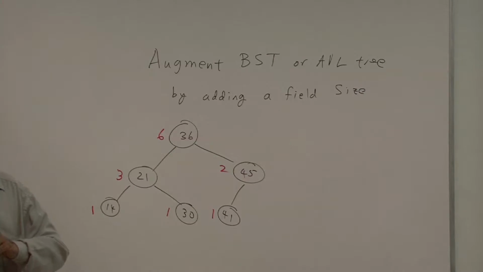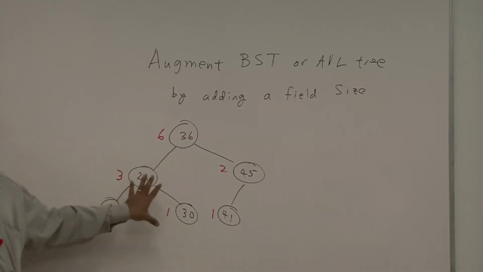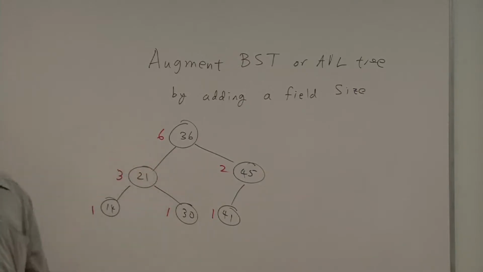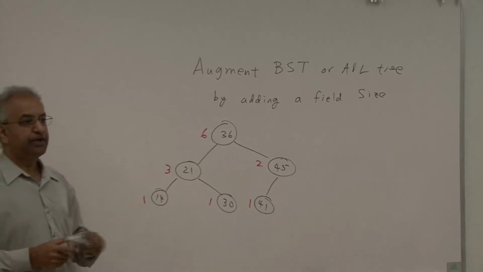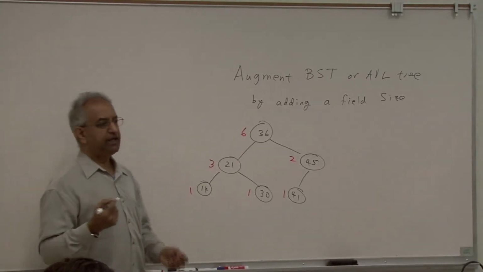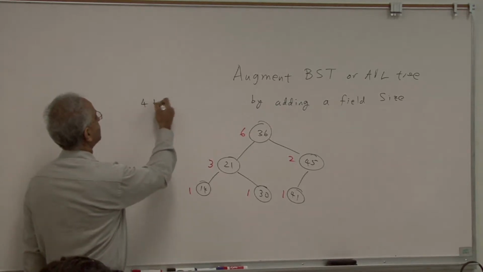Now, why is this helpful? Assume that we have implemented our binary search tree or AVL tree with this augmented structure in each node. How will that help us to determine, for example, the median? In fact, let's say more generally, I want to know what is the fourth largest key.